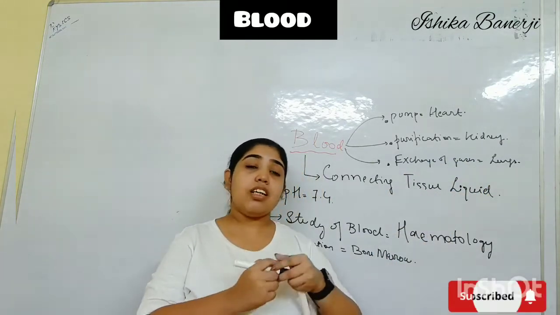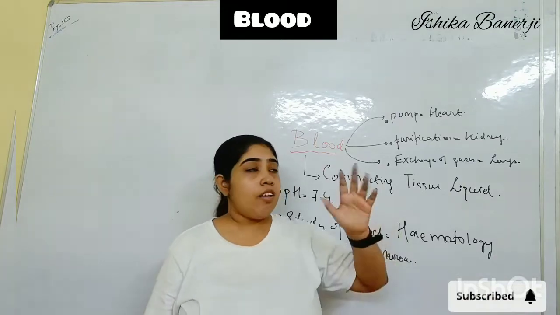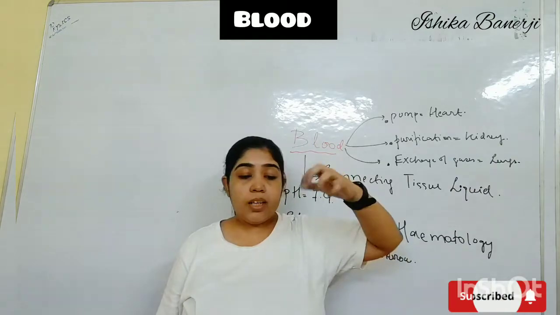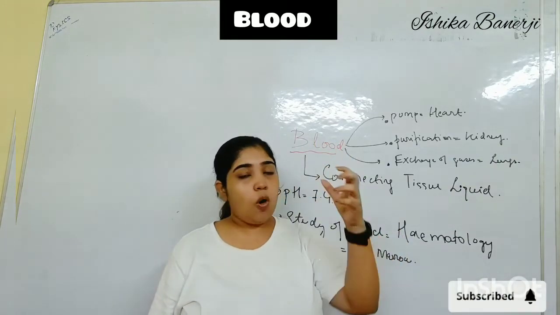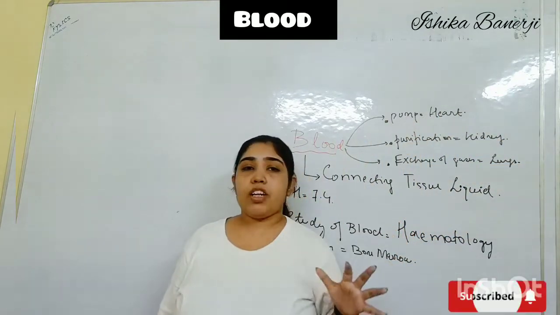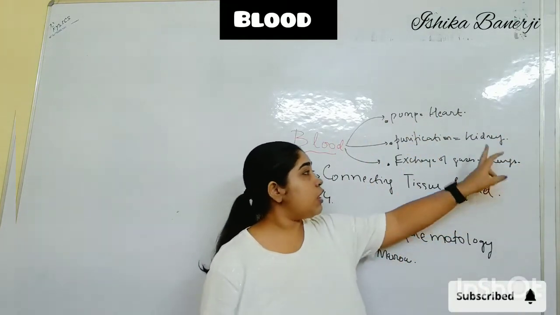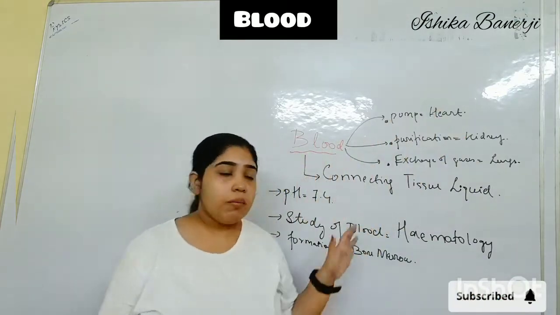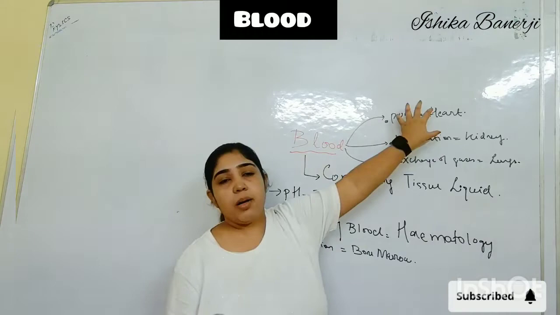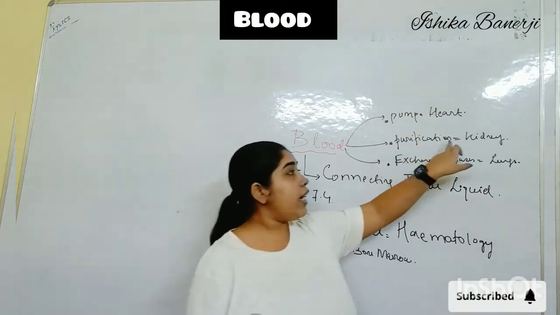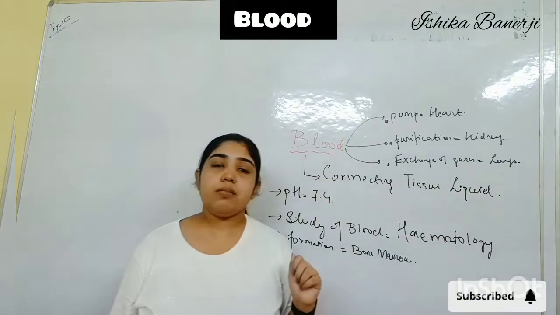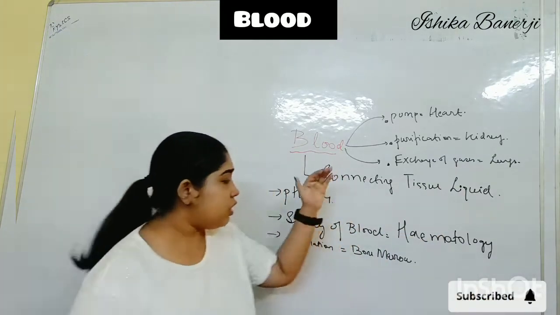What happens is the deoxygenated blood goes to the lungs, and there the exchange of gases takes place. Oxygen is mixed with the blood and thus the oxygenated blood goes to all parts of the body. The next chapter we will be starting is heart, but before that, know this. Blood gets pumped from the heart, the kidney purifies the blood, and the exchange of gases takes place in the lungs. So this is what is important.